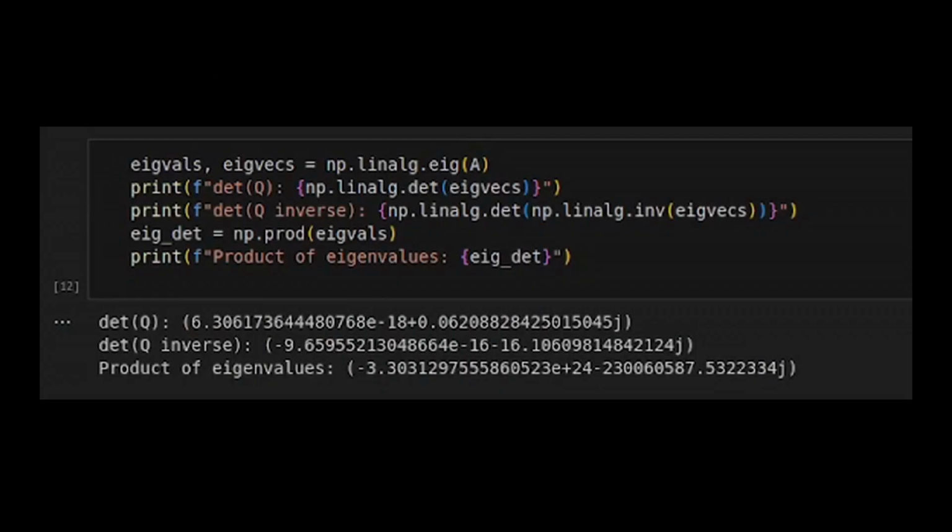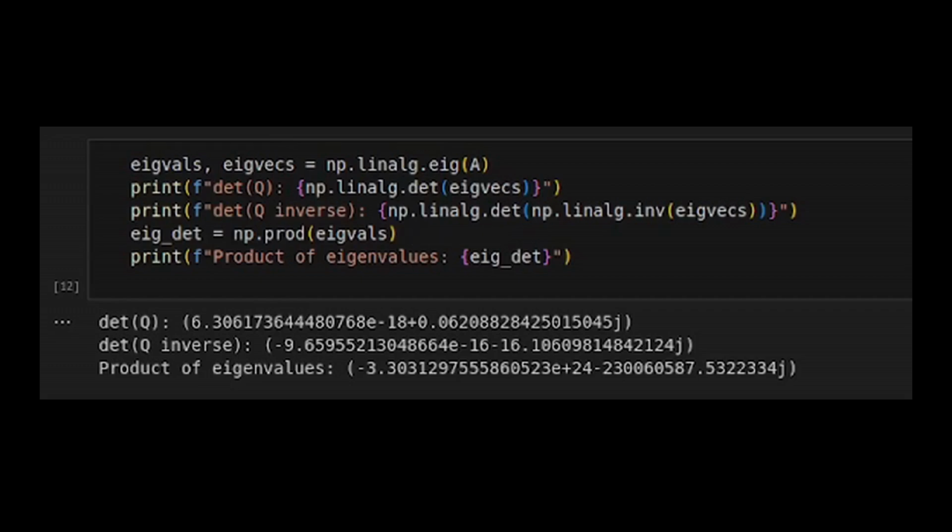So in this first block of code, I am computing the eigenvalues and the eigenvectors using the numpy linalg eig function. And the first thing that I want to test is whether or not the determinant of Q and the determinant of Q inverse are actually positive or negative 1. Then I'm going to take the product of all of our eigenvalues, and we'll see what we end up getting from that.